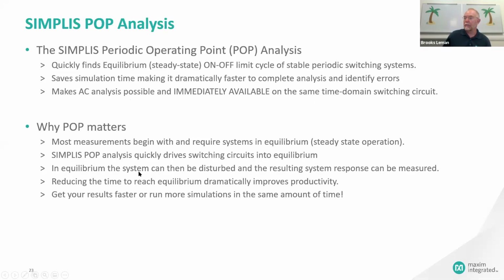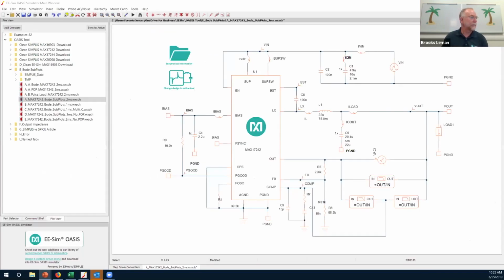Once you're in equilibrium, the system can be disturbed and the resulting responses can be measured. So reducing the time to reach equilibrium dramatically improves your productivity. You get your results faster, or you can run more simulations in the same amount of time.